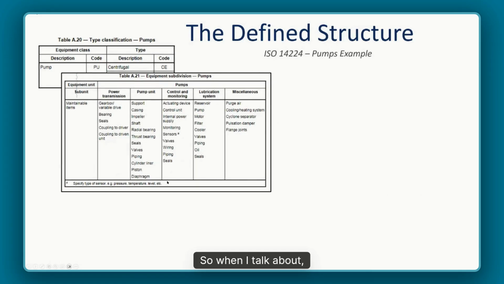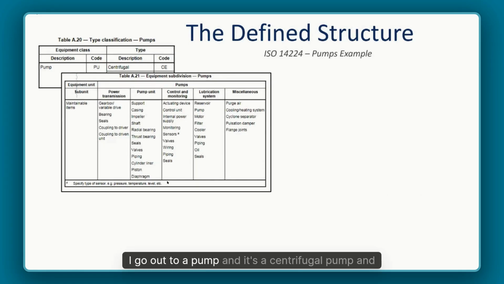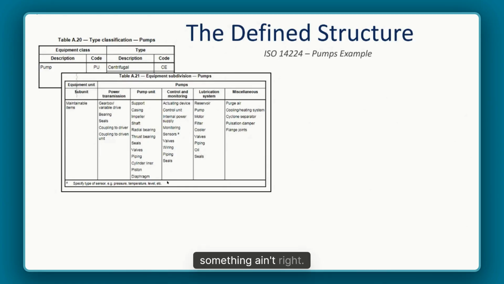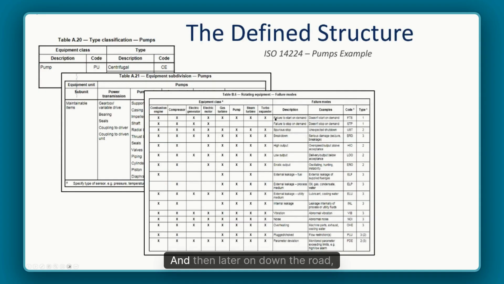So when I go out to a pump and it's a centrifugal pump and it's leaking, or I can hear it grinding or something ain't right, I know I've probably got an impeller problem, right? So I'm going to go to that notification. I select the pump and I say what is broken? Well, the impeller, right? And then later on down the road, I'm going to say what caused the issue. So I had a break, right? I can hear that this thing's not sucking fluid through. I can hear stuff grinding around in there. I know I have a broken impeller. That's what I record on that notification.